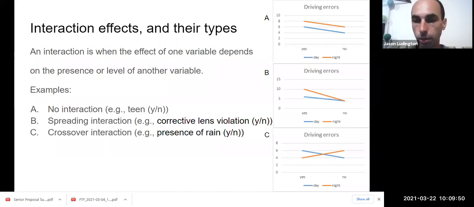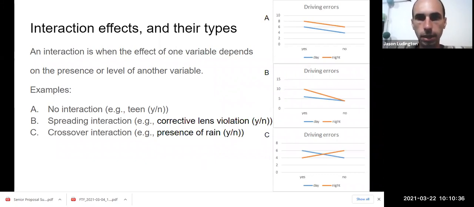So what we're seeing is the day-night difference matters more if you need glasses but you're not wearing them. It doesn't matter day or night if you need glasses and you're wearing them. So that is an example of an interaction effect where the day-night variable depends on whether you are using the lenses that you need to drive. That's one variable influencing the other variable.